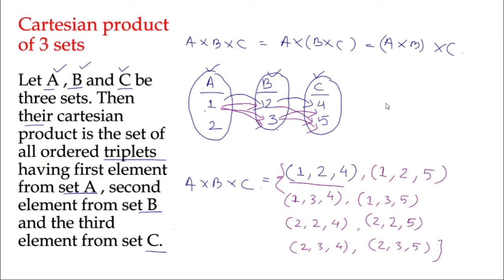If I have to find C cross A cross B, what I have to do is, in the ordered triplets, the first element will be from C, the second from A and the third from B. Only this is the difference.